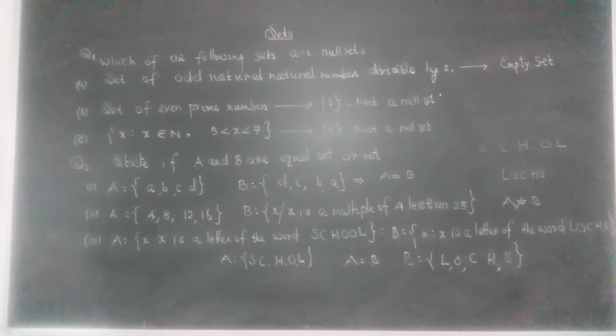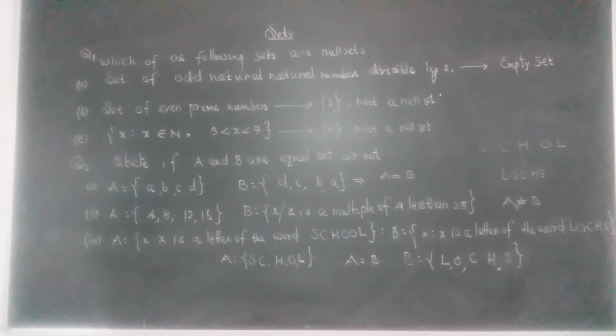Next one, A is equal to 4, 8, 12, 16. Actually, these 4, 8, 12, 16 are the multiples of 4 only. Let's take B. What's happening for B? X says that X is a multiple of 4 less than 25. This is also confusing. X is a multiple of 4, it must be a multiple of 4 like the numbers 4, 8, 12, 16. With what condition now? Less than 25.